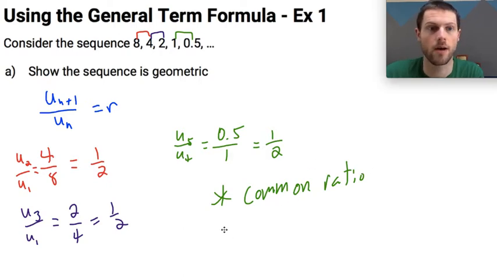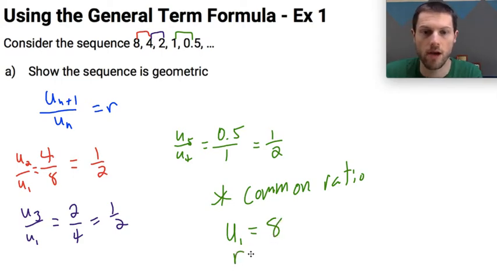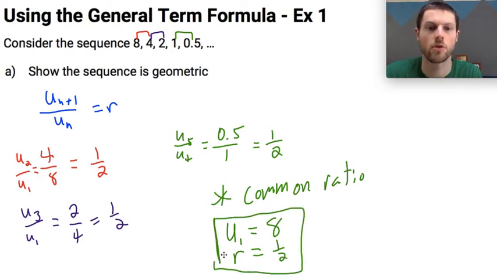So we would say that u sub 1 is equal to 8. So it has an initial term, and the common ratio is equal to 1/2. So if it has these two things, then we're talking about a geometric sequence. So since I've shown these two things exist, then therefore it is geometric.